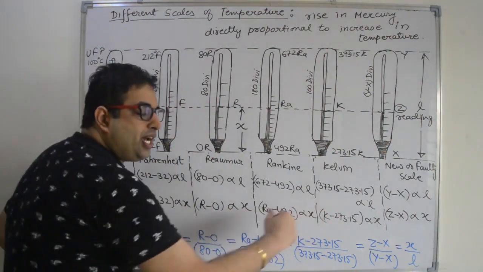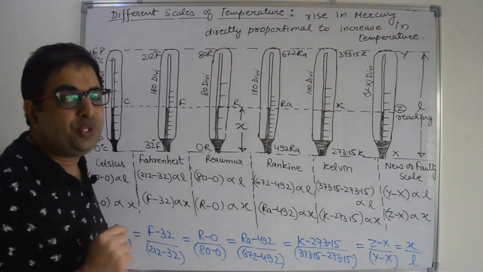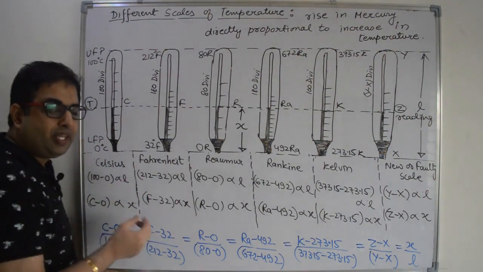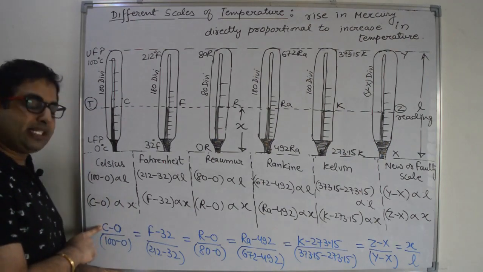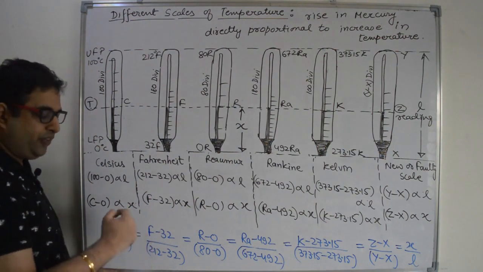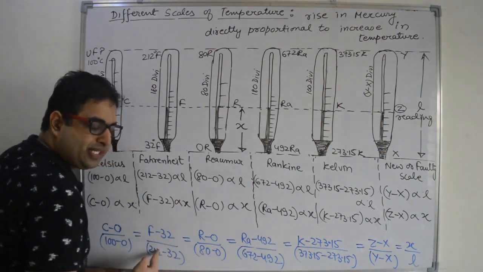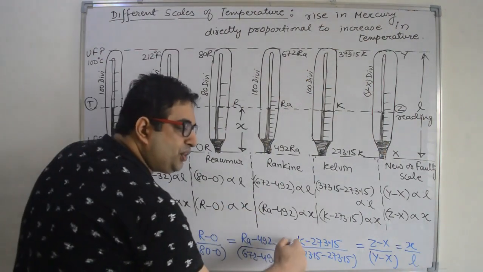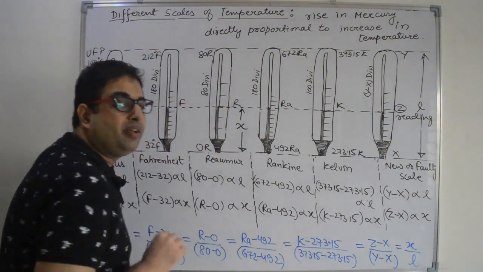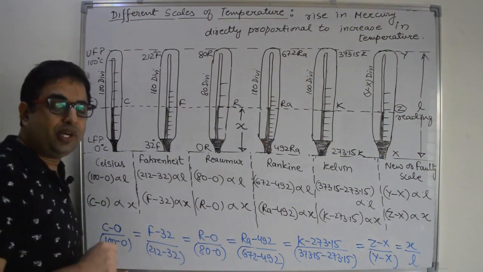So all the ratios are equal, and this formula is very, very important. We use this formula to convert one scale reading into another scale. If you want to convert the Celsius scale reading to Fahrenheit, you can use these two formulas. If you want to convert Fahrenheit into Kelvin, you can use these two formulas. If you want to convert Kelvin into a new, faulty scale, you can use these two formulas, right? So this formula is very, very important and you have to remember it. Got my point?